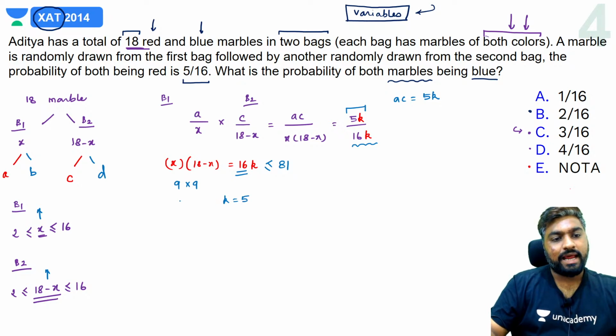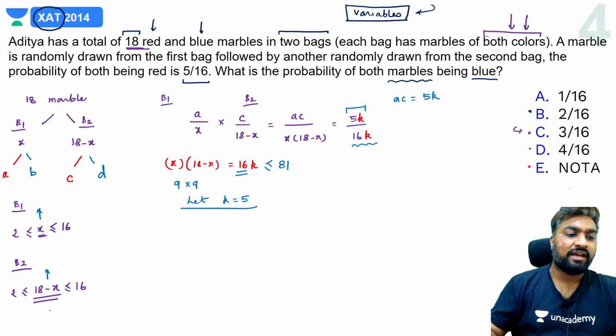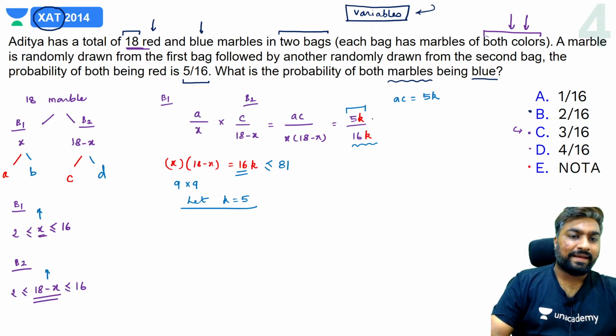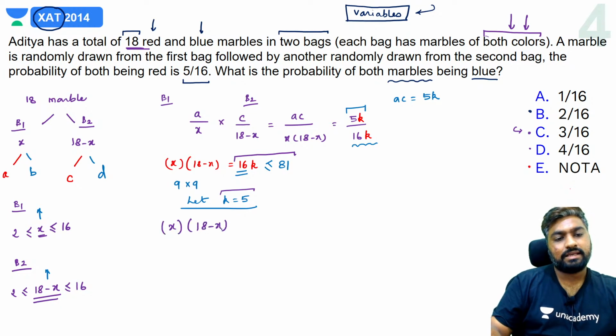Checking, right? Let K be equal to 5. I'm not saying it will definitely be, but let K equal to 5 and check if it makes sense now. Yes, मतलब क्या? A into C should be 25, x into 18 minus x should be 80. ये मैं यूज कर रहा हूं, देखो 16K less than equal to 81, तो K का मैक्सिमम नंबर क्या होगा? 5. K मैक्सिमम should be 5. Are you understanding this? तो अगर K 5 है, that means you should get x into 18 minus x equal to what? 16 into 5, 80.